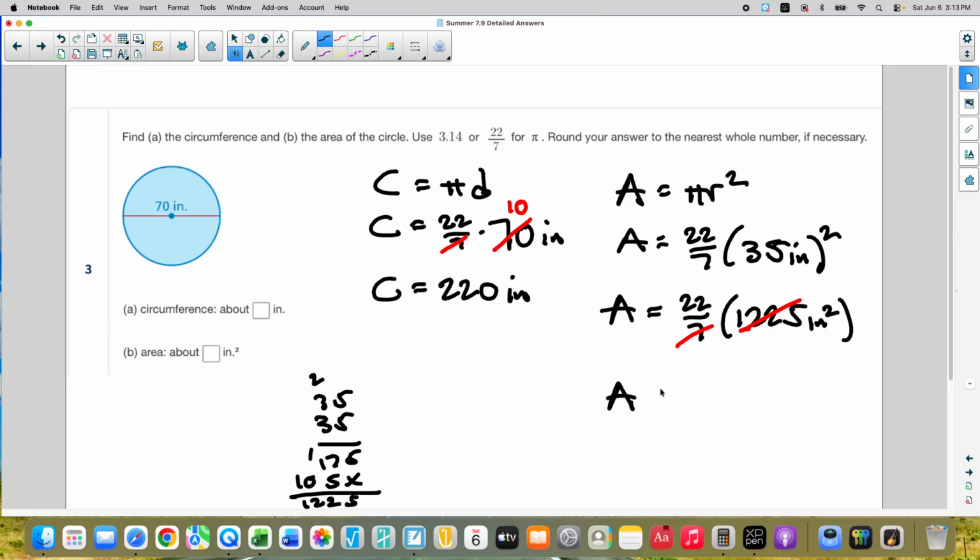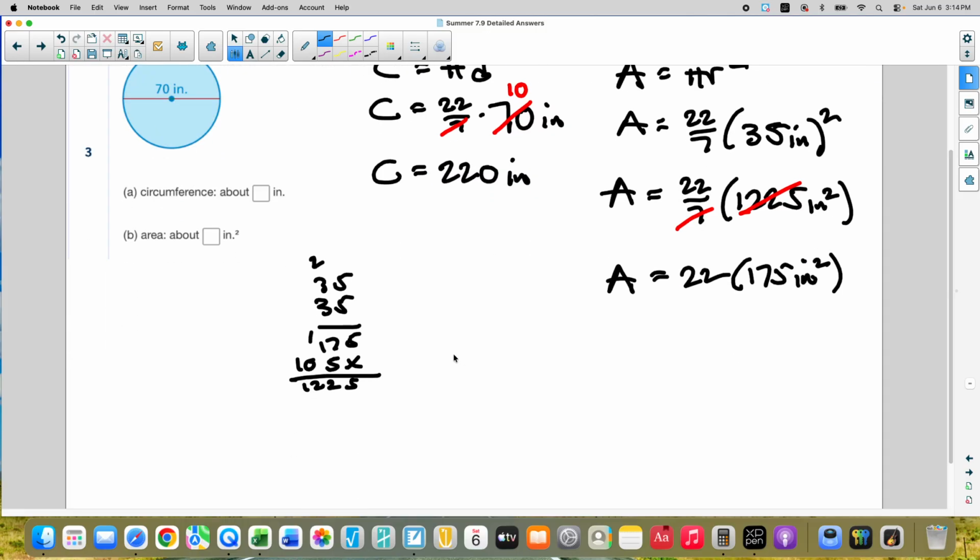Area equals 22 times 175 inches squared. We can show this one. Here's another little trick. 22 times 175. I'm going to break the 22 into 2 times 11, because 11 times 175 I can do in my head.